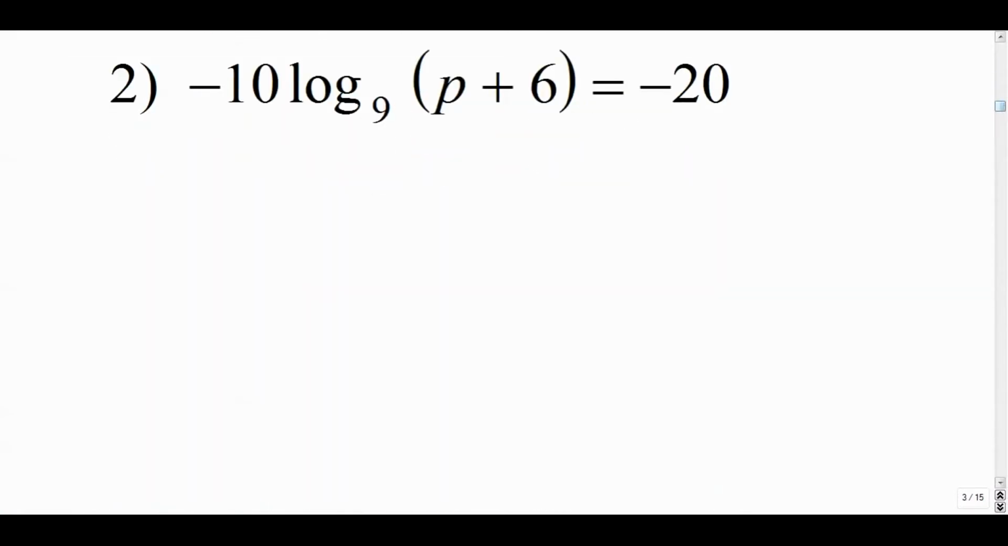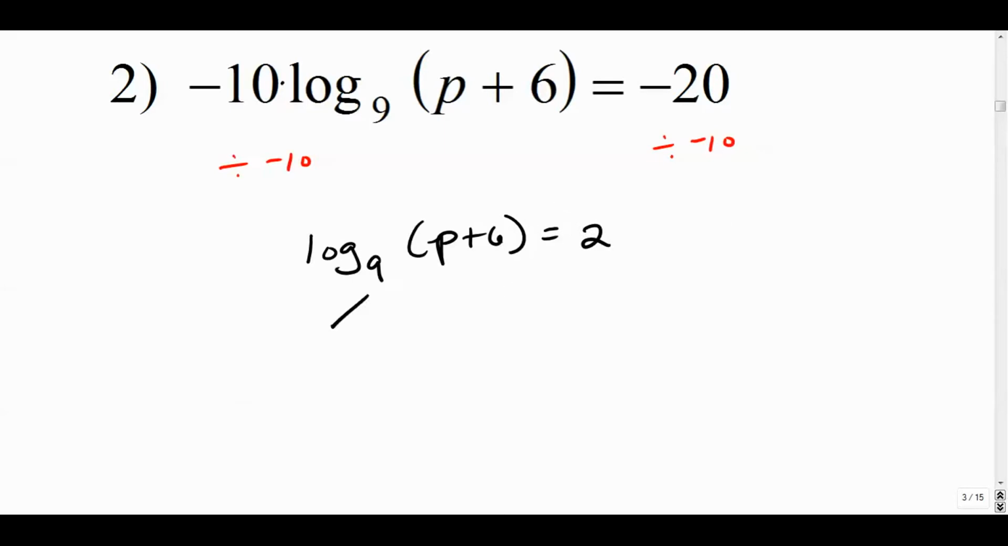Number 2. Here we have negative 10 log base 9 of this little binomial equals negative 20. Let's get the logarithmic expression by itself first. So I'm going to divide both sides by negative 10. That leaves me with log base 9 of p plus 6 equals positive 2.